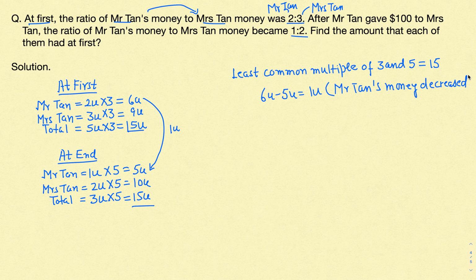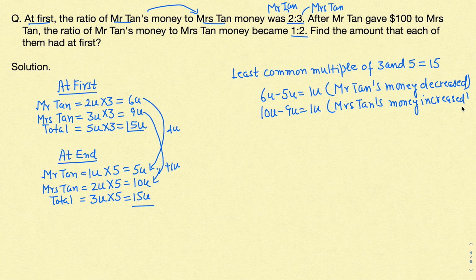And how about Mrs. Tan's money? See, earlier she was 9 units, later she became 10 units. So basically there is an increase of 1 unit. There was a decrease of 1 unit for Mr. Tan, and there is an increase of 1 unit for Mrs. Tan. Here you can see it became from 9 units to 10 units. So how about the difference here? Again, you can see the difference is 1 unit. So you can say that Mrs. Tan's money has increased.